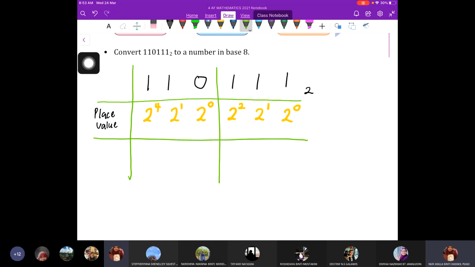And then kamu akan cari digit value. So digit value, cari satu-satu, bukan semua sekaligus. One by one.